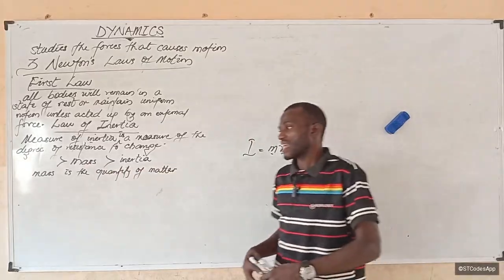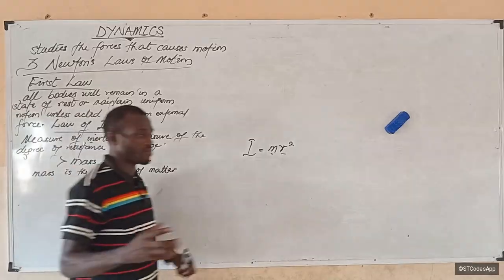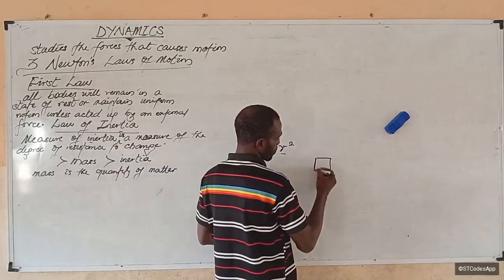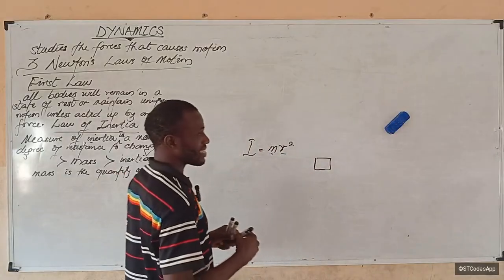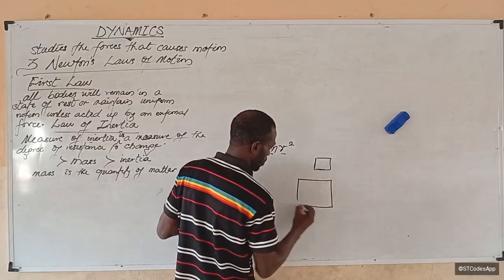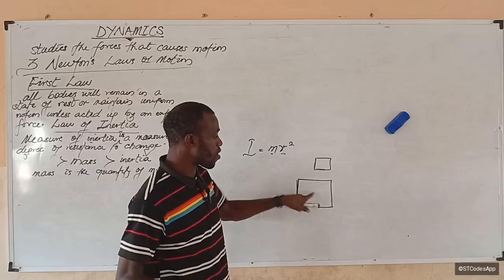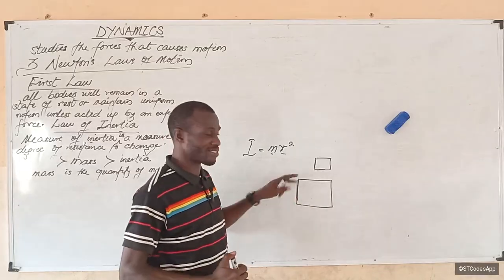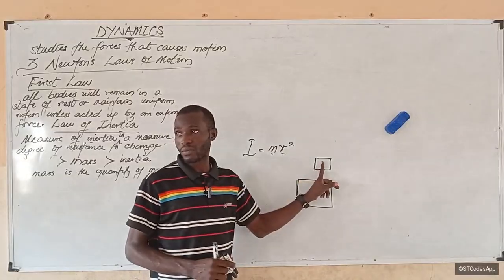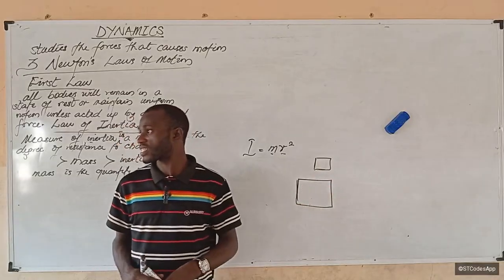So meaning that if I exert a force on an object to move it, and the object is this small, and I exert the same amount of force on an object of the same material but of this size, then this one will be more resistant to the change that I'm trying to cause than this other body. Do you understand now? So that is what inertia is.